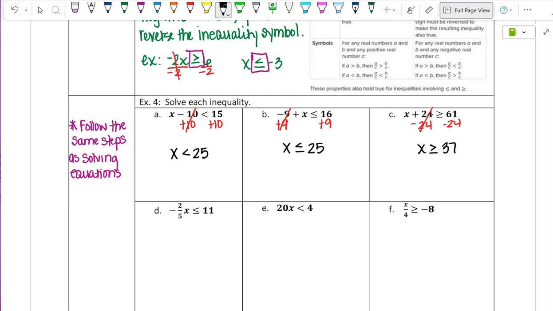Again, subtracting does not change the direction of the inequality symbol. We subtracted 24, but it still stays a greater than or equal to. We only reverse when it comes down to multiplying or dividing by a negative number.